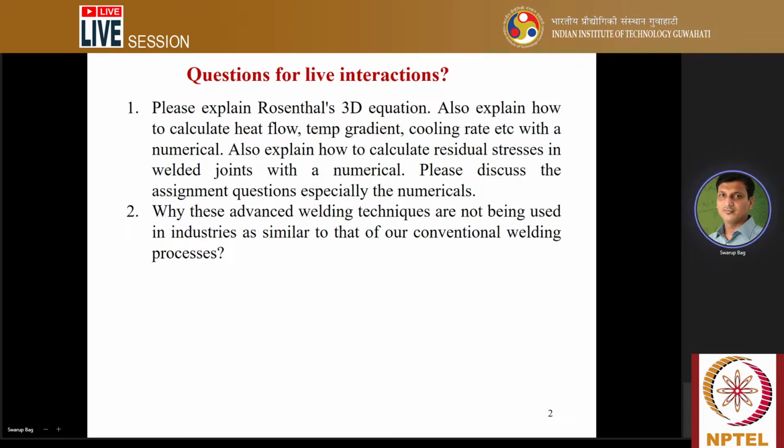And the second question raised was why these advanced welding techniques are not being used in industries similar to our conventional welding processes. Anyway, I'll come back to this question, but let's first look into the first question, the Rosenthal's equation.